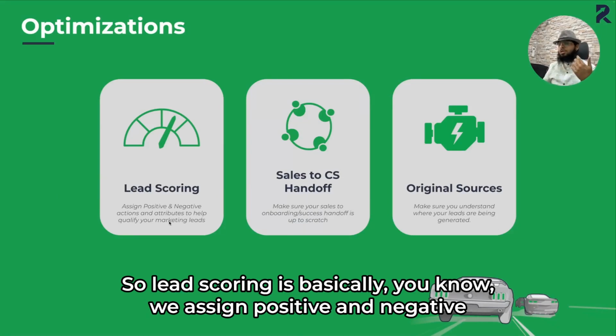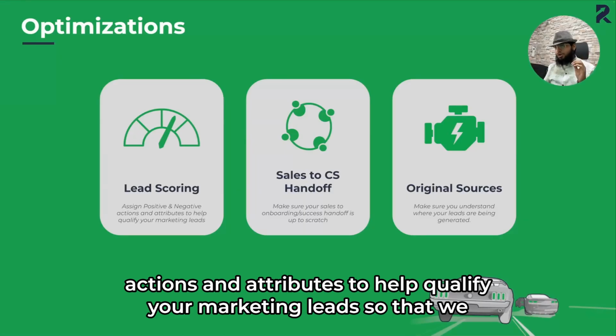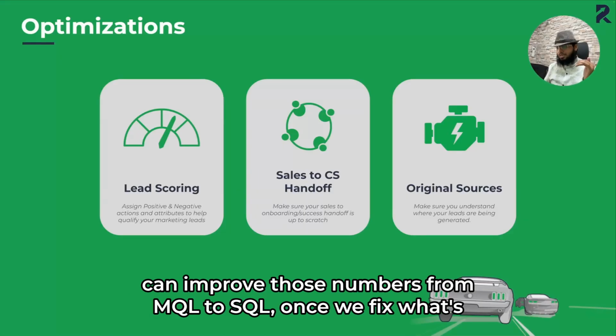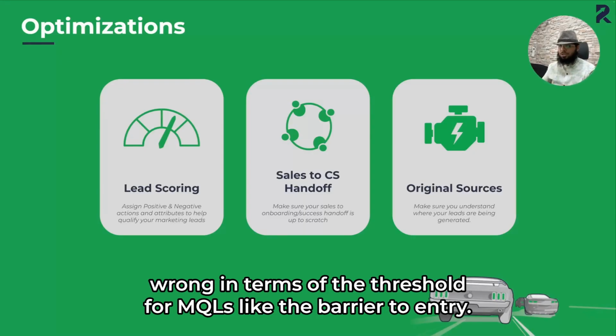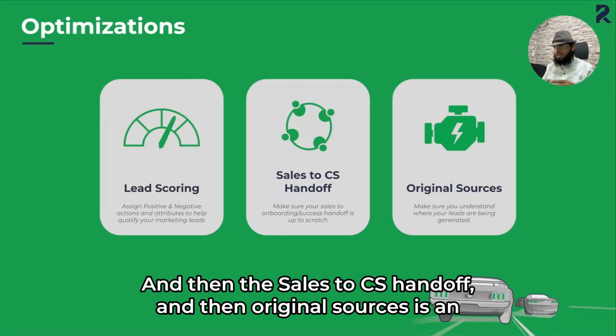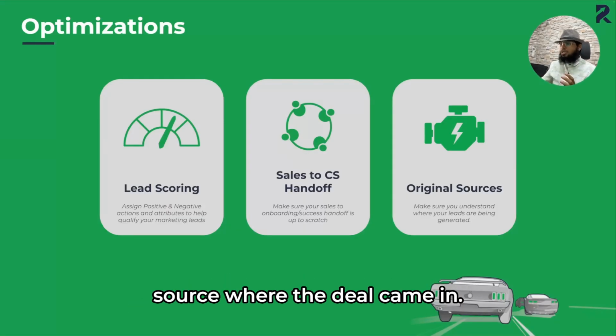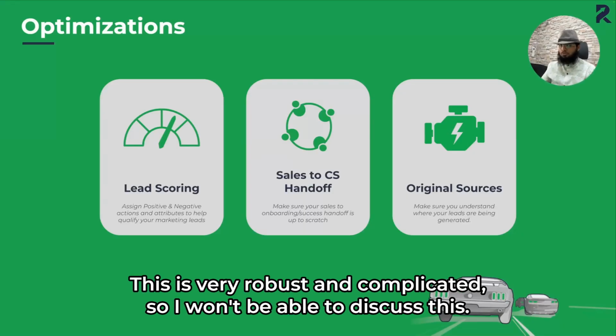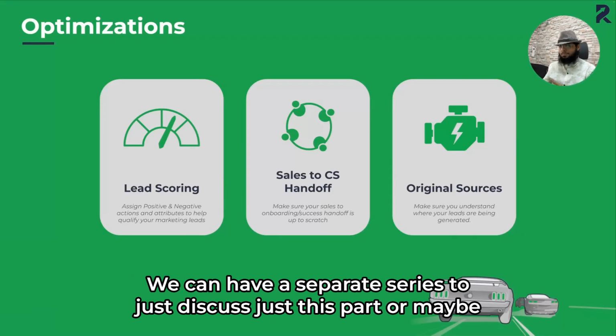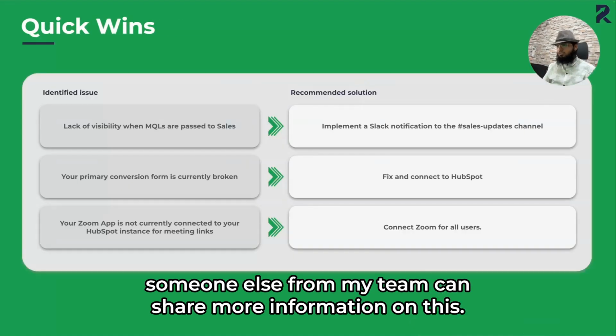So lead scoring is basically, we assign positive and negative actions and attributes to help qualify your marketing leads, so that we can improve those numbers from MQL to SQL once we fix what's wrong in terms of the threshold for MQLs, like the barrier to entry. And then the sales to CS handoff, and then original sources is an interesting one, where we try to attribute the revenue to the original source where the deal came in. This is very robust and complicated, so I won't be able to discuss this. We can have a separate series to discuss just this part, or maybe someone else from my team can share more information on this.